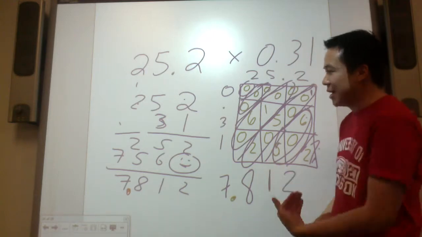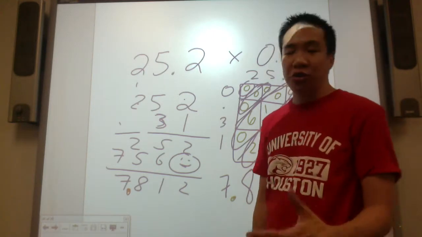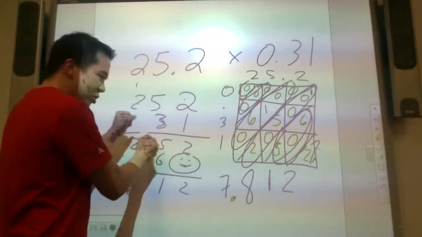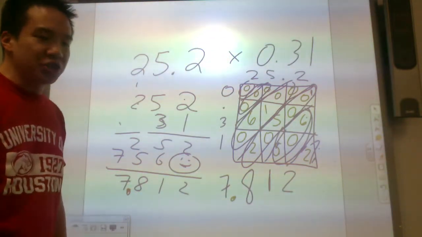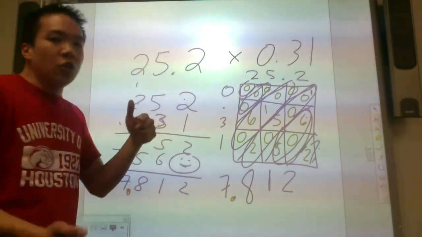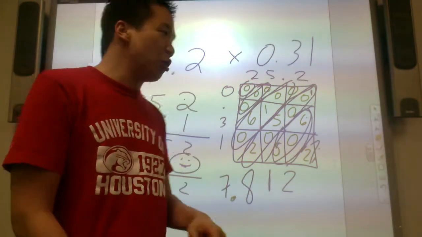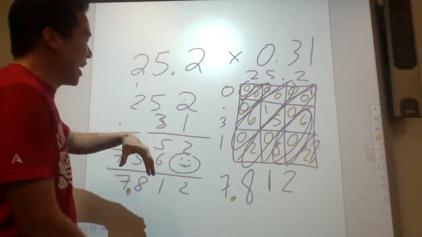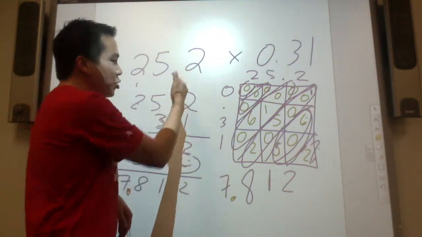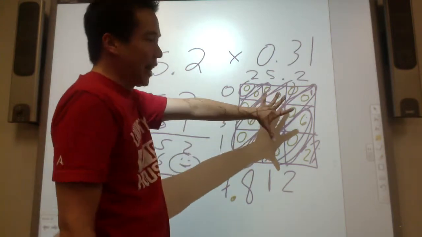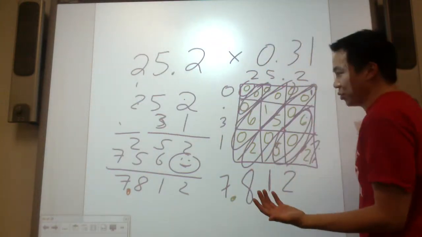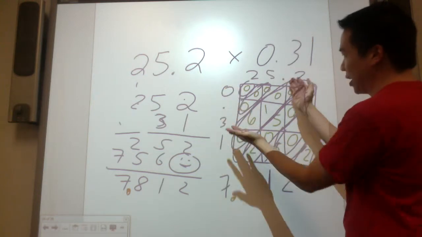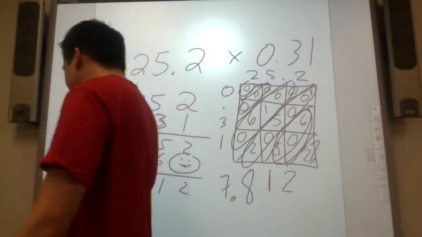So that's lattice. I personally don't care how you do this. If you like the traditional way, do the traditional way. But as long as you understand, you don't line them up. You only line them up for adding and subtracting. And multiplying, you just multiply as though it's regular whole numbers, and then you count back. I like lattice because it doesn't matter if you line them up or not, you just answer it and you just find it. Let's practice another example.